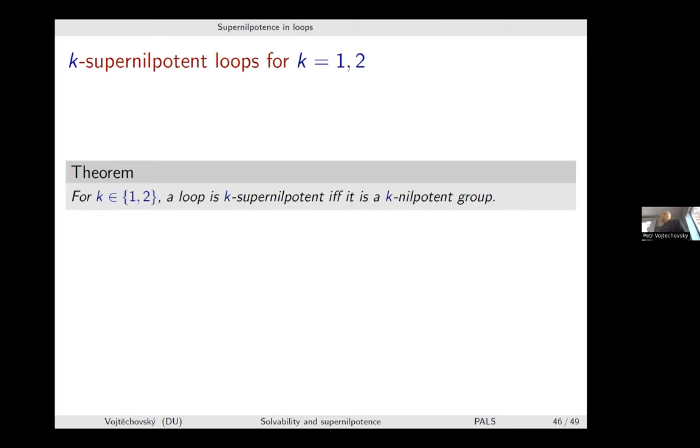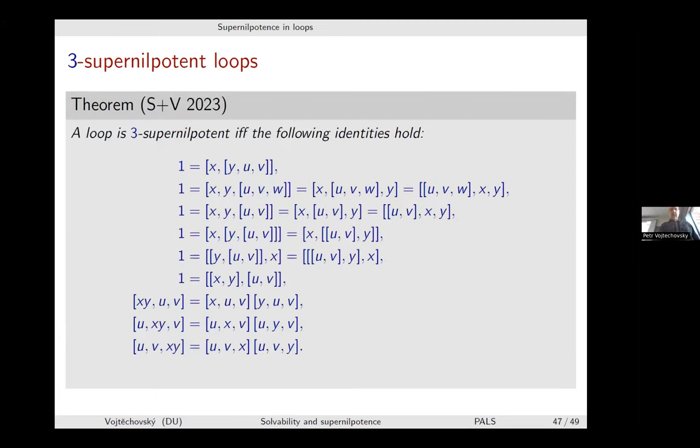For k equal 1 to 2, a loop is k supernilpotent if and only if it's a k nilpotent group. So that's not very interesting. Of course, the example I mentioned of nilpotent not implying supernilpotent already happens in loops, and there's an example of order 8. So there's no way to go the other way around. And what we proved is a nice finite basis for 3 supernilpotent loops. This might not look as nice to you, but this is just a relatively short list of identities that have to be satisfied, based on these two absorbing terms, the commutator and the associator.